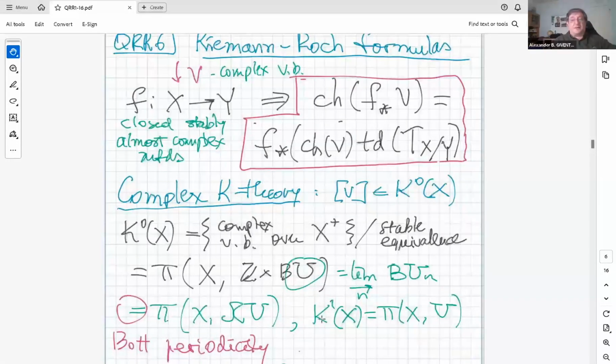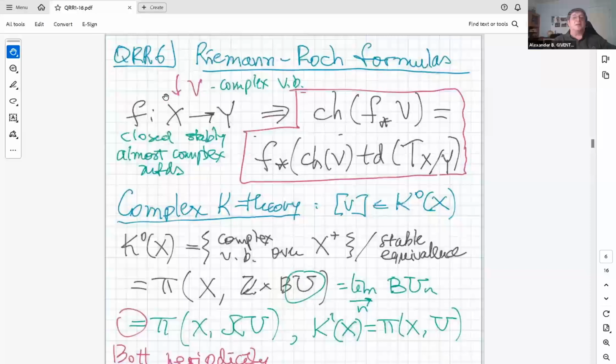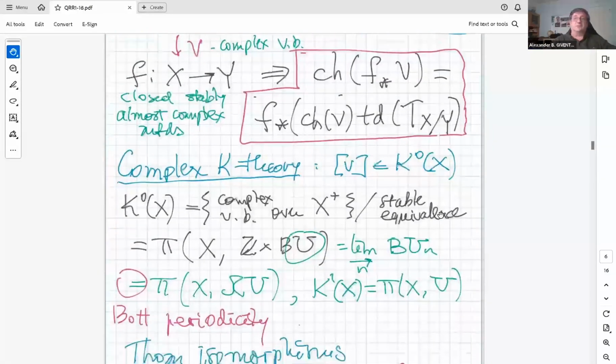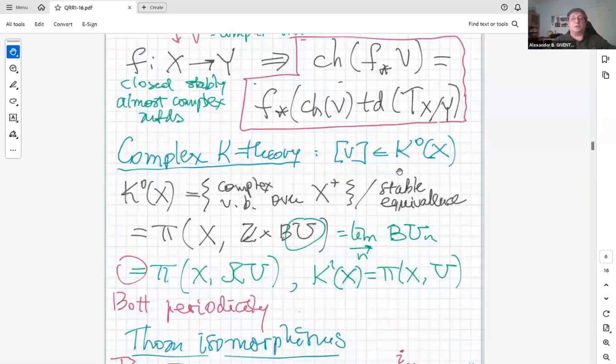But then the next, K2, is supposed to be something else, but because of this periodicity it becomes the same as K naught. Therefore, this K theory is K naught, K1, K naught, K1. It's two periodic. But in any way, when V is a complex vector bundle over X, then it represents an element in that K naught of X, which actually is a group with respect to direct sum of bundles, and it is a ring with respect to the multiplication induced by tensor product of vector bundles.